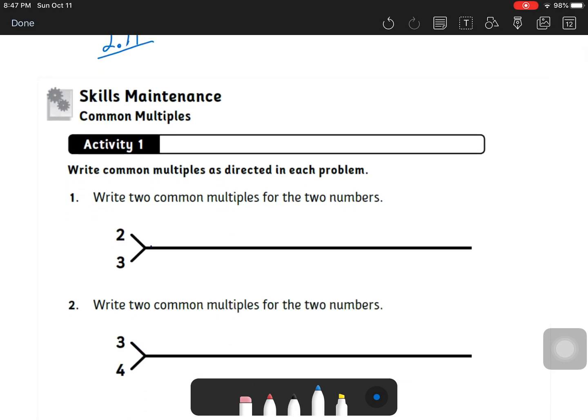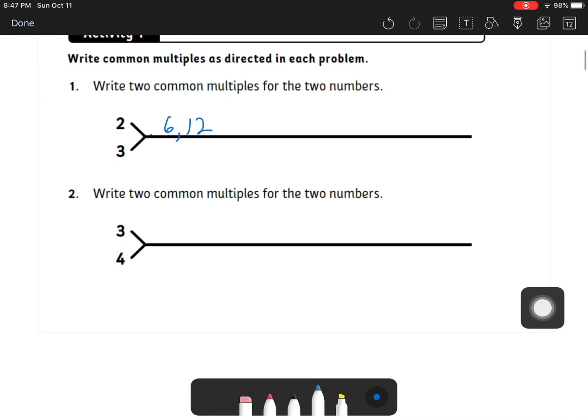Alright, so the first activity, somewhat reviewing here, says write two common multiples for the two numbers. Since we have a 2 and a 3, and 3 is not a multiple of 2, the best thing is usually to multiply them together, and that would be your first number, which is 6. And then just start counting by 6's, so 6, 12, 18, and so on. We only have to write 2.